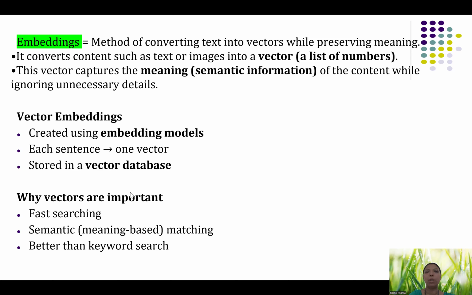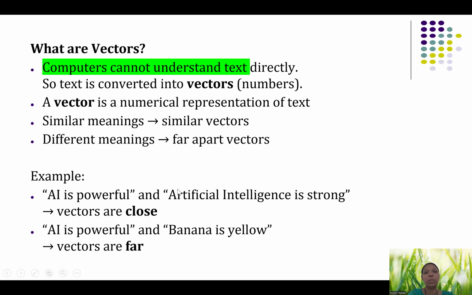So why are vectors important? As I discussed earlier in the previous example, they help us search faster, and we can search not only by keyword but also meaningfully. We call it semantic matching, that is, meaning-based matching, which is better than keyword search. In this example, if you search by keyword, we won't say that both are similar, but if you search meaningfully, these two phrases are close to each other. That is the purpose of vectors.